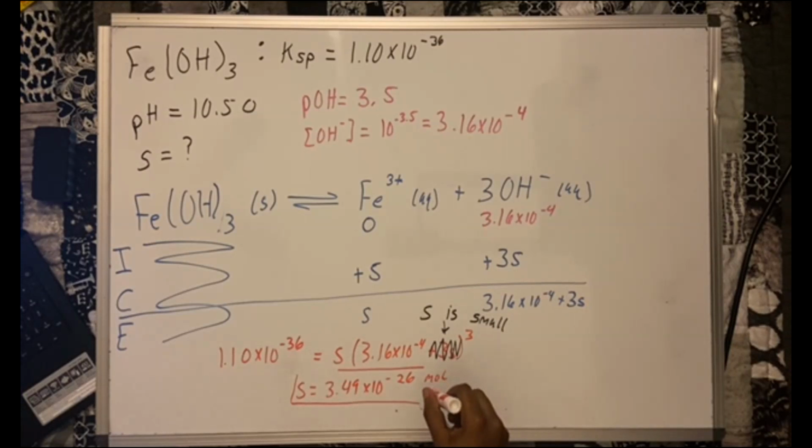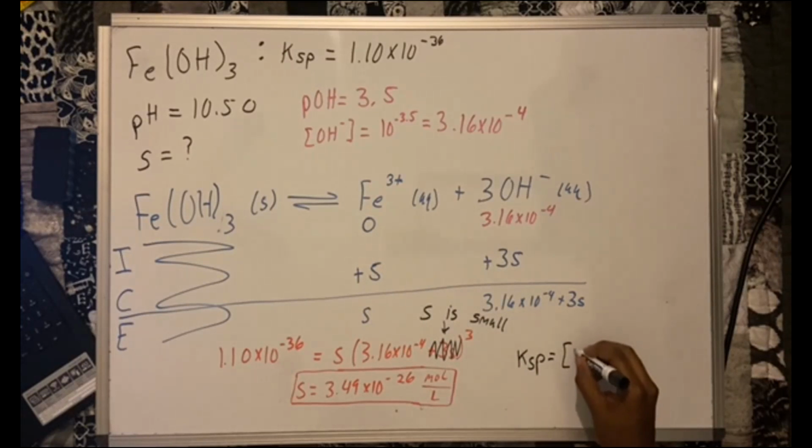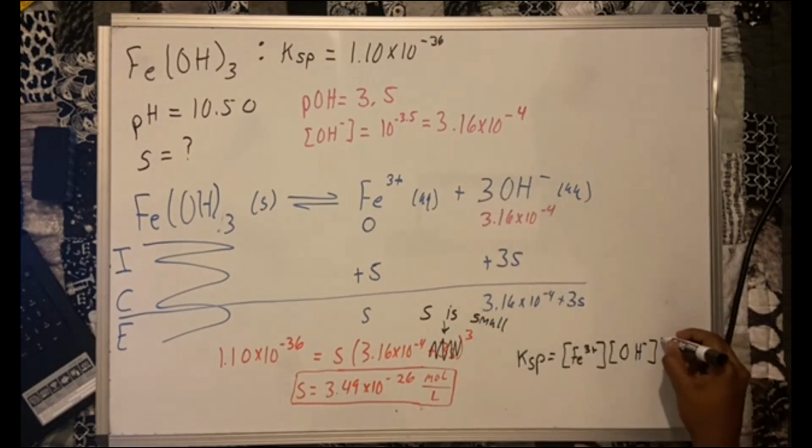Why do you cube it? Hold on. So remember, if I wrote my equilibrium expression for this, Ksp equals my concentration of Fe3+, and then my concentration of OH minus, but cubed, since I have this 3 right there, cubed.